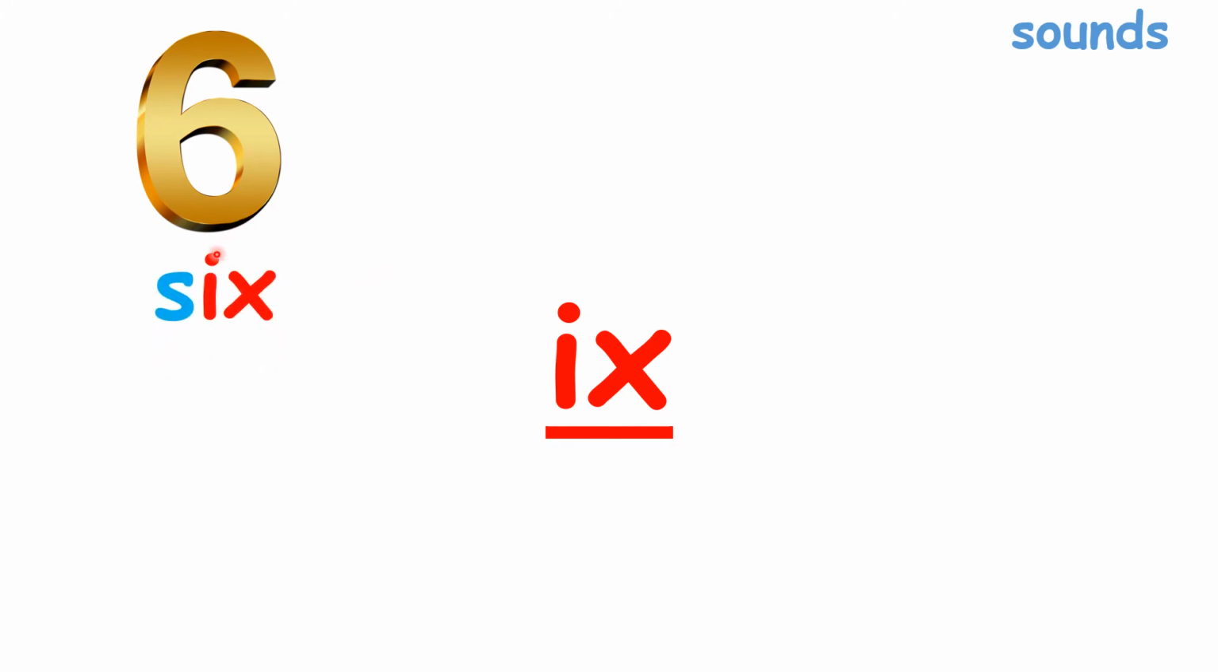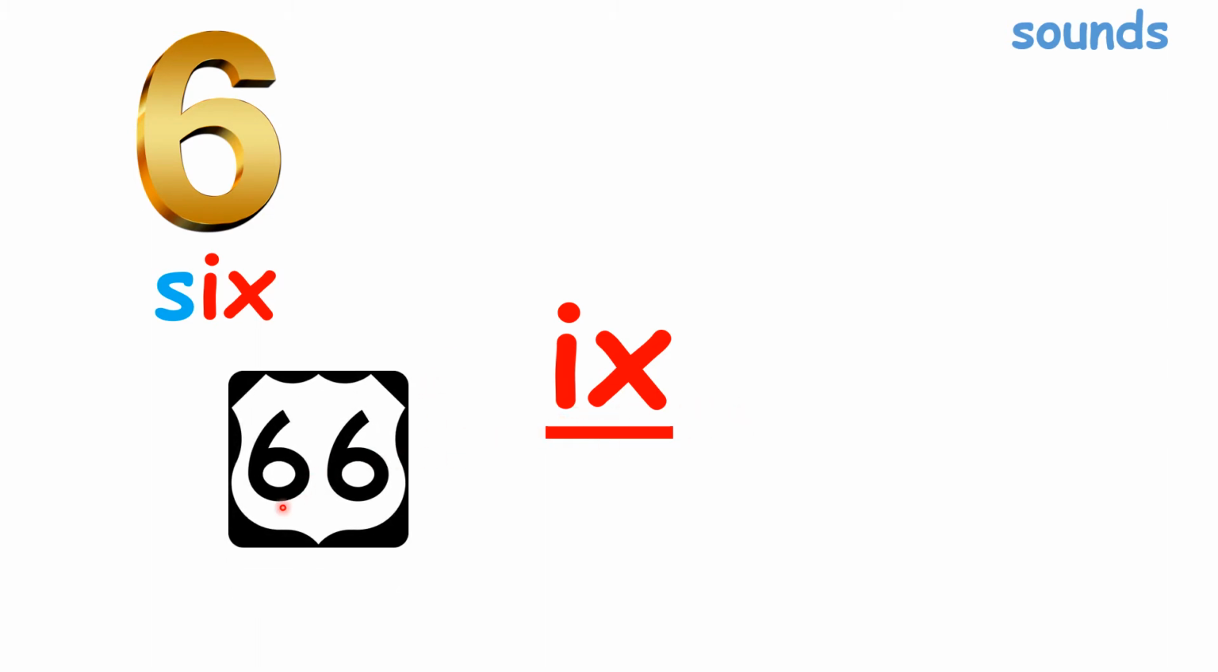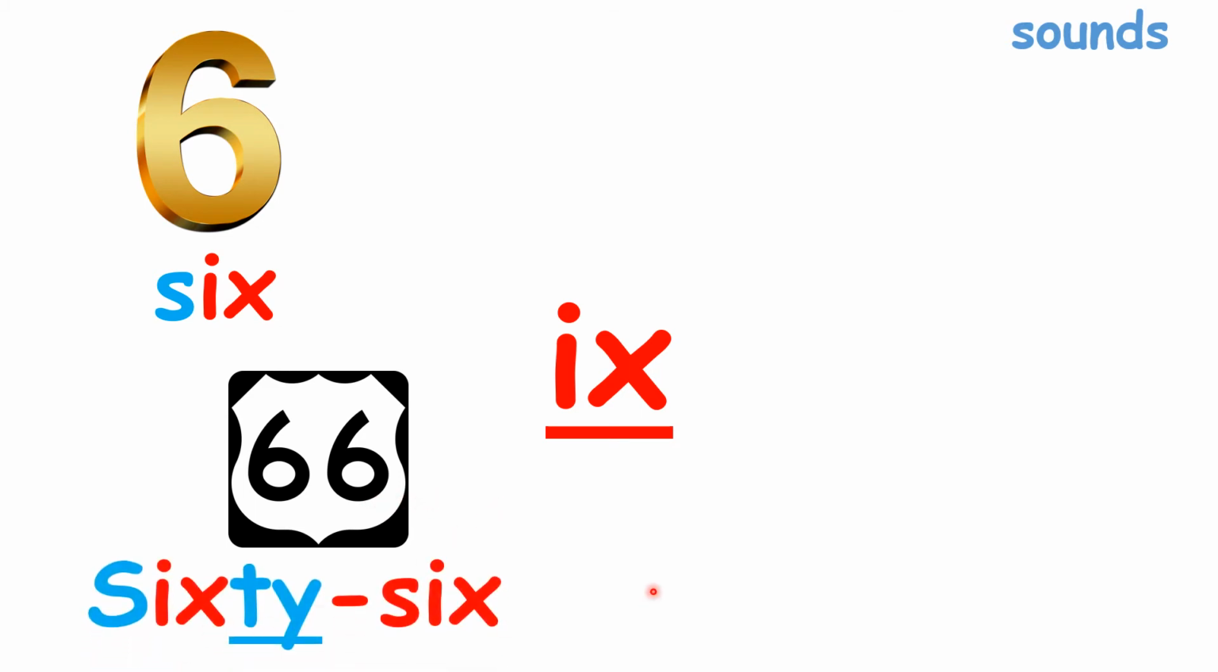Okay, let's see. Number 6. Yeah, 6. S-I-X. 6. Okay, make sure it's very clear. 6 uses the sound X. And in Thai, you would say hok. But in English, six. Six, okay? Nice and clear. Six. Alright.